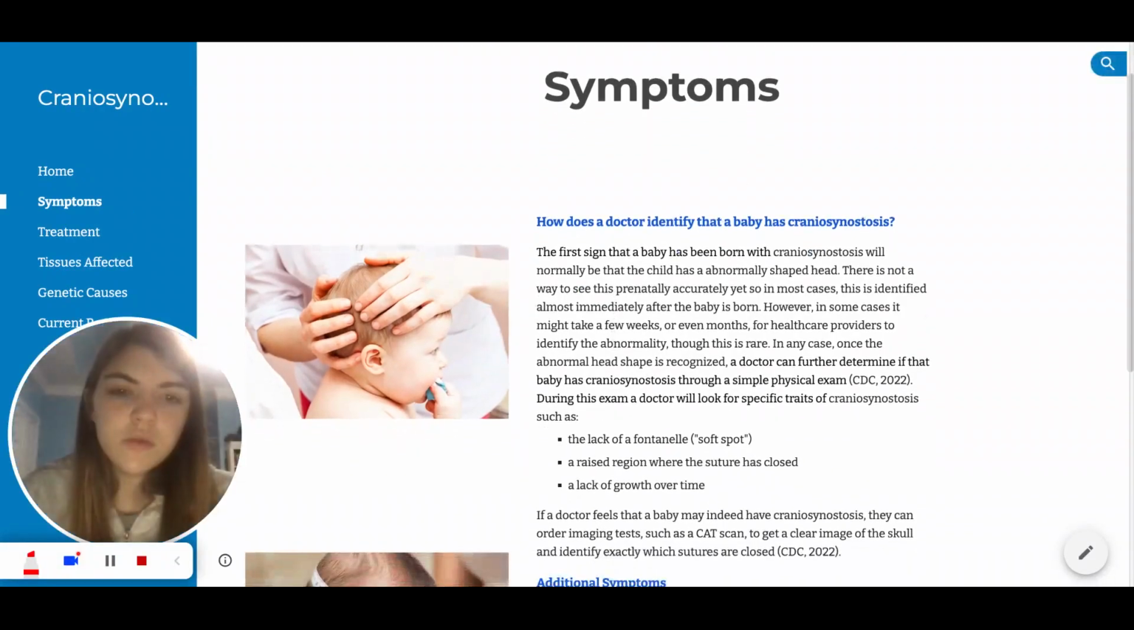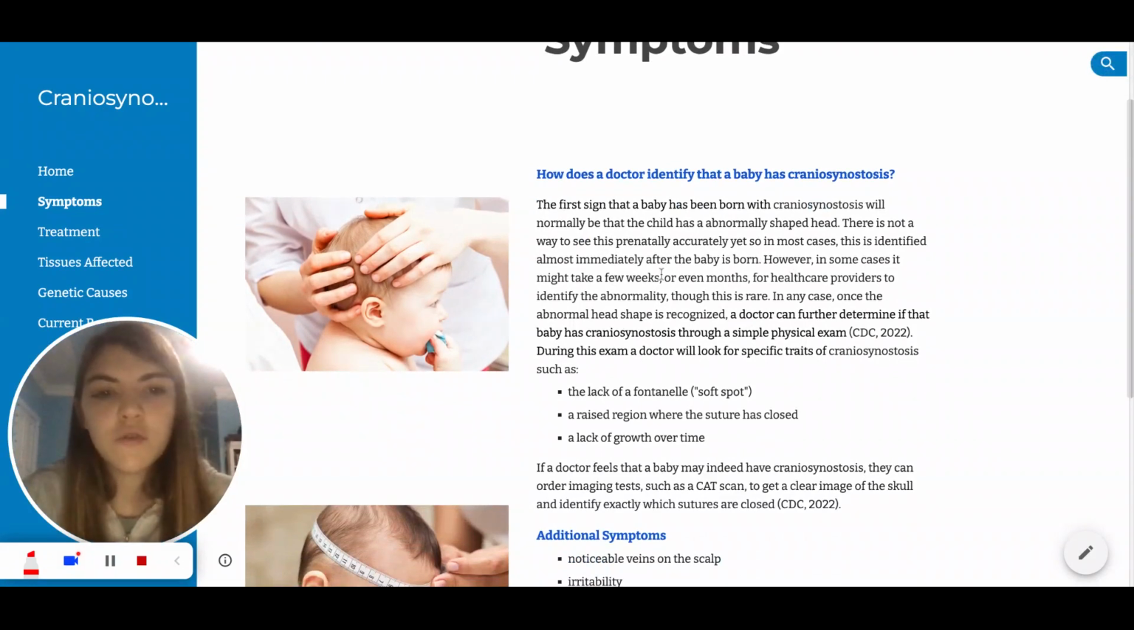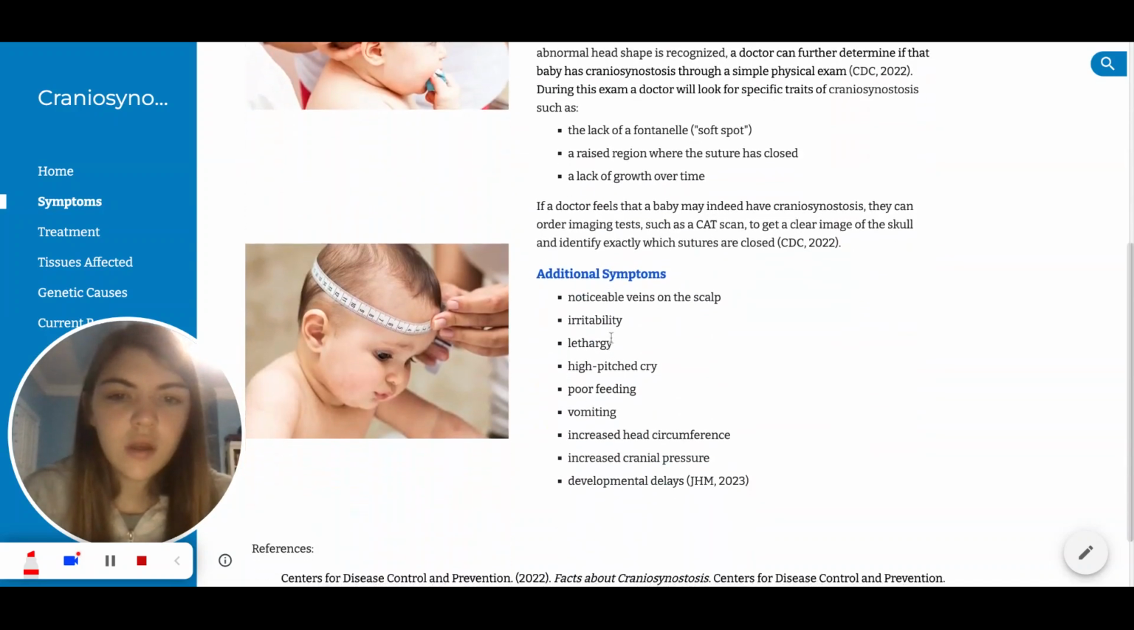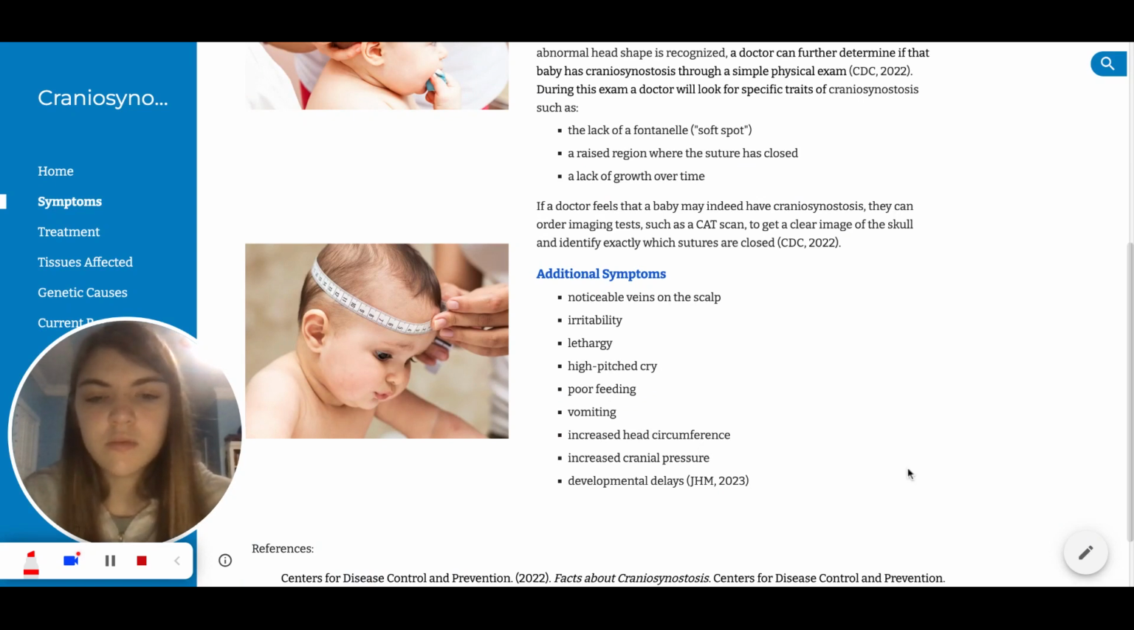For symptoms, I first went into what the first warning signs would be and when doctors or healthcare professionals would first notice it, and then what steps they would take next and what they would look for. For the exams and scans they may order, I included a visual of a doctor performing a physical exam. Then I included additional symptoms down here, which may be present or may not, but I thought it important to include them. One of the more common additional symptoms is increased head circumference, so I put an image of a doctor measuring a baby's head just to represent that.